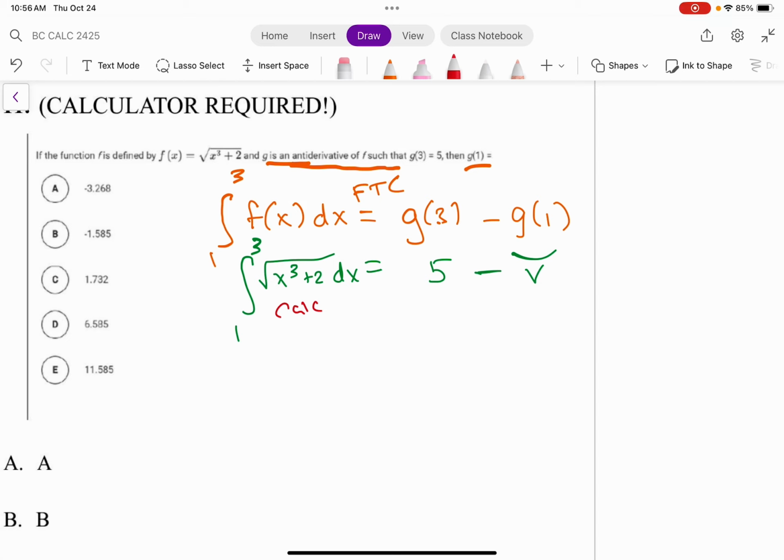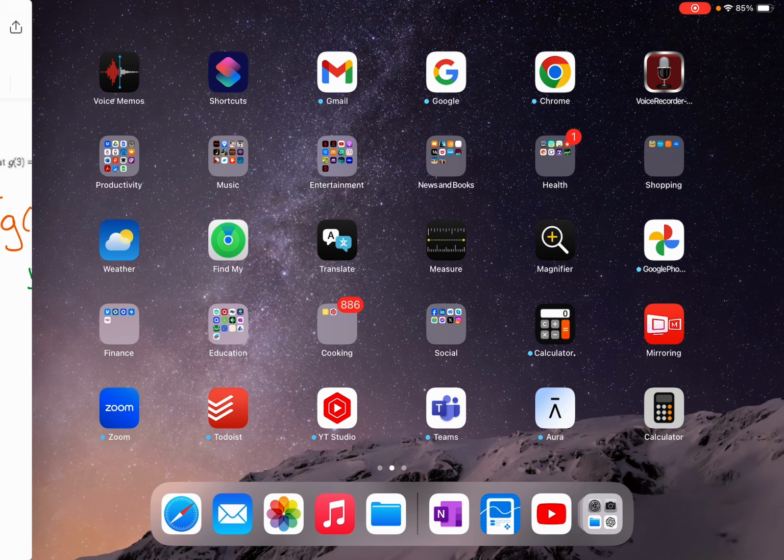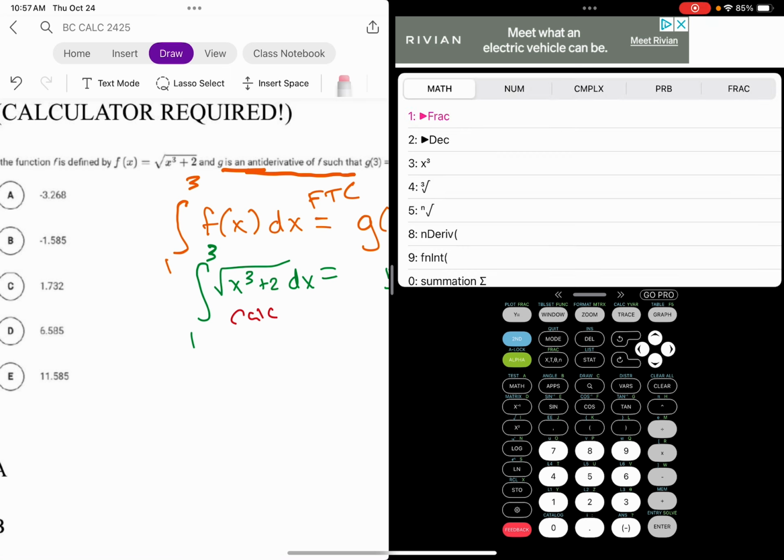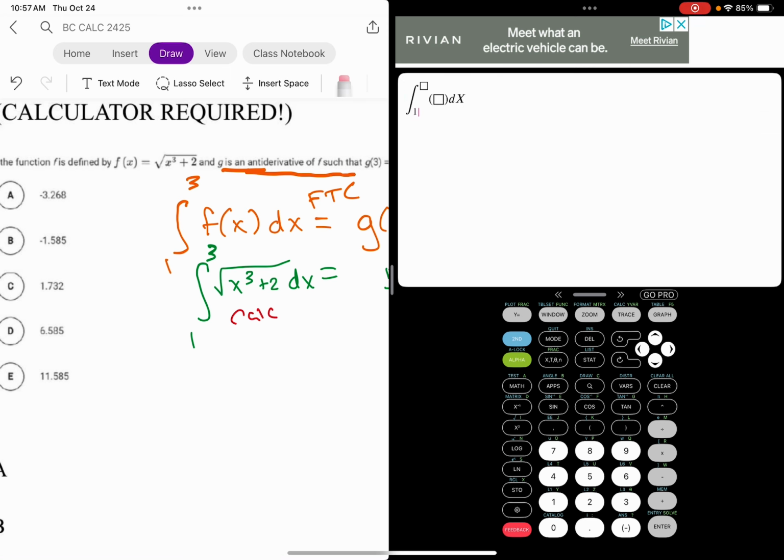All right, so go into our calculator. We're going to integrate from 1 to 3 of the square root of x cubed plus 2. So I'm going to see if I can split my view. All right, we can do this right on the home screen. I'm going to hit math, go down to 9, integrate from 1 to 3 of the square root of x cubed plus 2. Okay, if I press enter, I get that value.